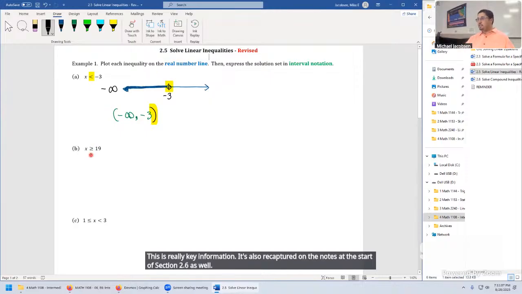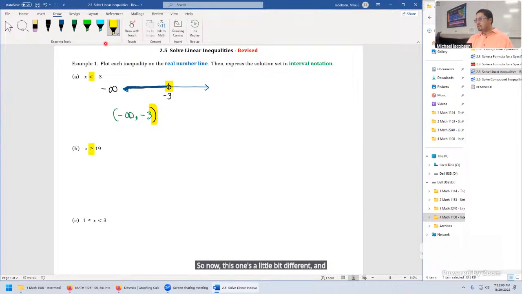So now this one's a little bit different, and the key difference is right here. Verbatim, this is saying x is greater than or equal to 19. So if we were to plot this one out on a real number line, the plot would look like this. We would put 19 somewhere, probably pretty close to the center. But here's the first thing that's new.